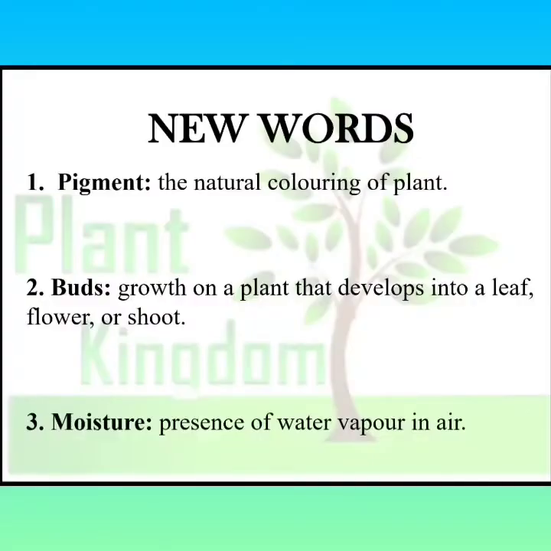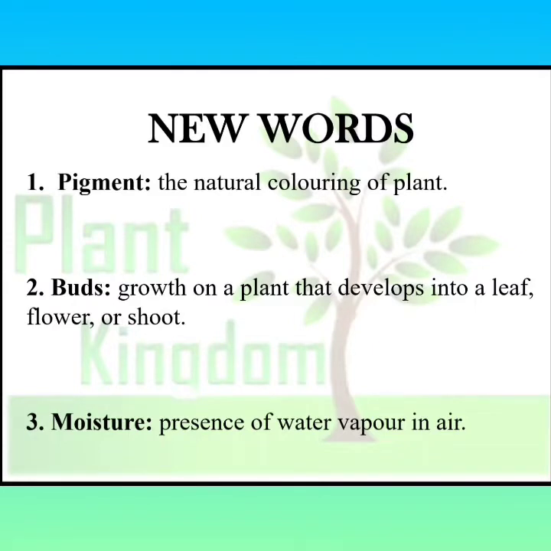Let's know about the new words of the chapter. First is pigment. Its meaning is the natural coloring of a plant. The green plants have green color because they have the pigment of green color known as chlorophyll. So pigment gives the natural coloring to the plant.